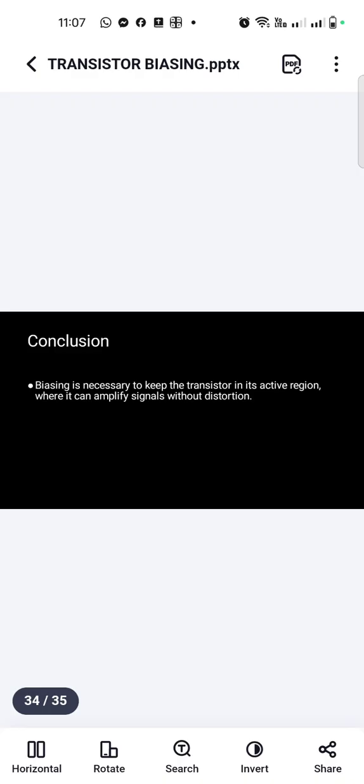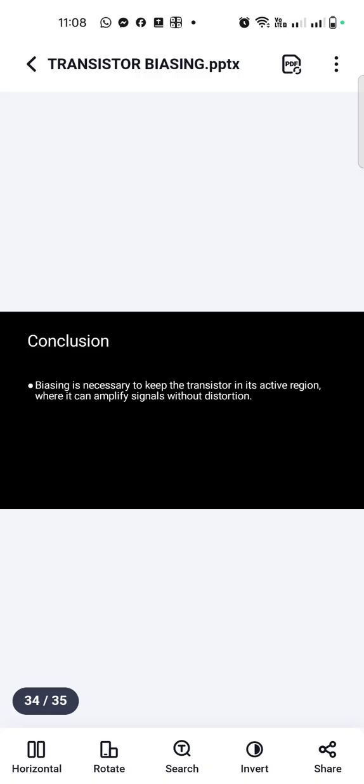So the operating regions of a transistor are the cutoff region, active region, and saturation region, okay. So biasing keeps the transistor in the active region, okay. The cutoff region is the off state, the active region is for amplification, and the saturation region is for fully on. So many types of biasing are there: fixed bias, collector to base bias, voltage divider bias. Compared to the other two, voltage divider bias is very important, okay. In the fixed bias circuit, the circuit is very simple, easy to design but not stable, okay. So it's not suitable for practical applications.